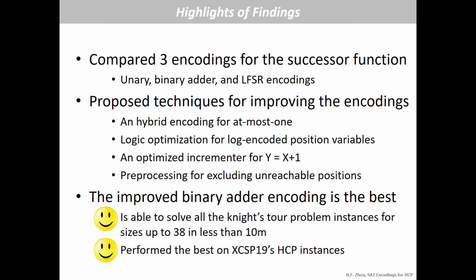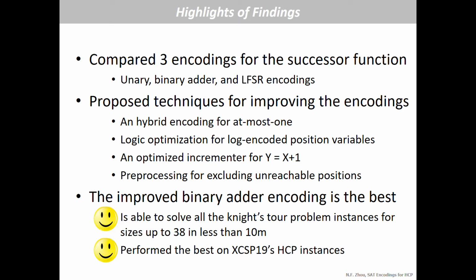So in this study, we compared three encodings for the successor function: unary encoding, binary encoding, and this LFSR encoding. And we propose techniques for improving these encodings, including a hybrid encoding for the at most one constraint, which is used in degree constraints, logic optimization for log encoded position variables, an optimized incrementer for arithmetic addition, and also pre-processing techniques for excluding unreachable positions from position variables.